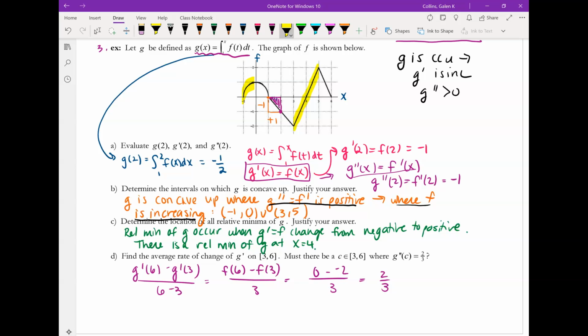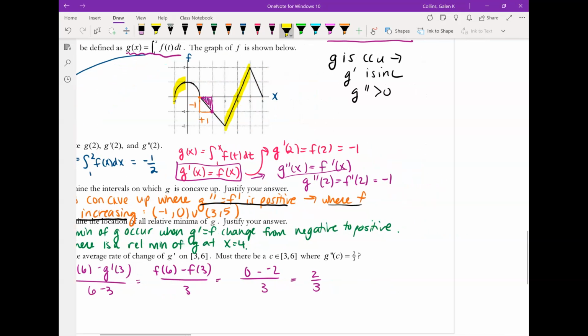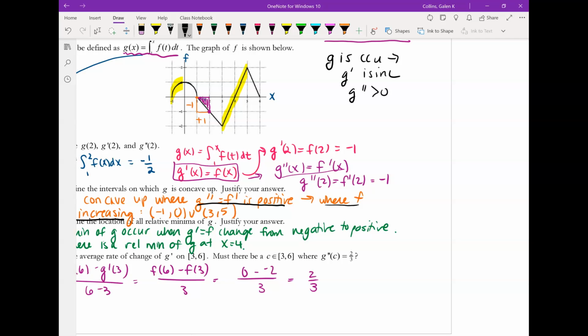In part C, determine the location of all relative minima of g. So we could examine all of the critical values, but remember, if I have a sign chart and I want to find minima of g, I'm looking for where the derivative g prime is changing signs. So I'm looking for values where g prime goes from negative to positive. That's going to tell me that g is going from decreasing to increasing, and I can see that that would be the location of a relative minimum.